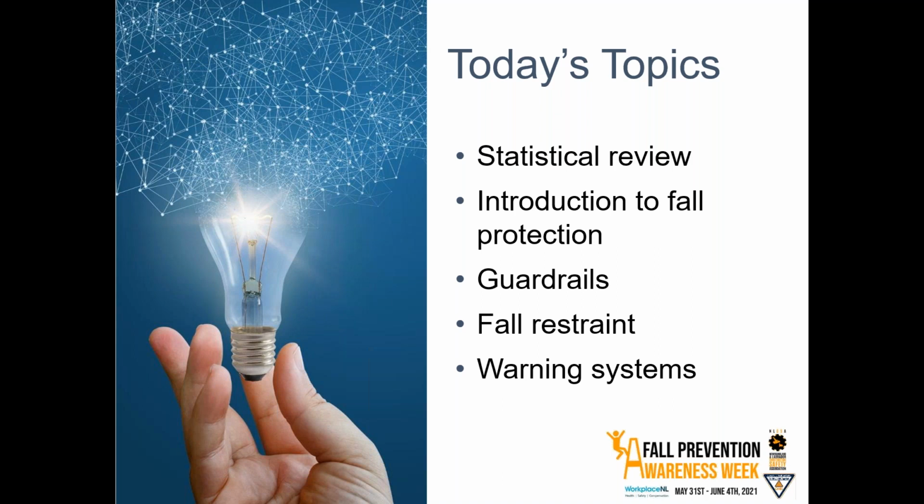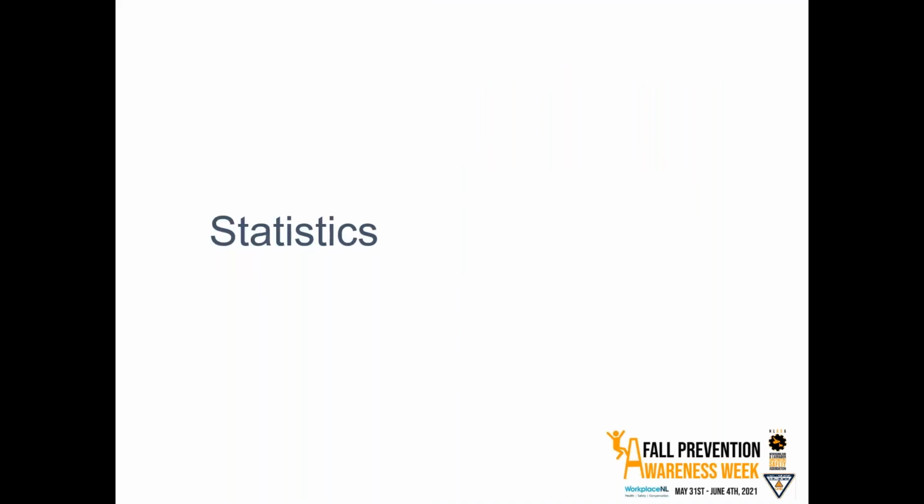And then finally, as possibly one of the more complex systems, we will just touch on warning lines or warning systems, which typically are used on roofs, flat roofs, that sort of scenario. And again, after that, we'll open it up to any questions that you may have.